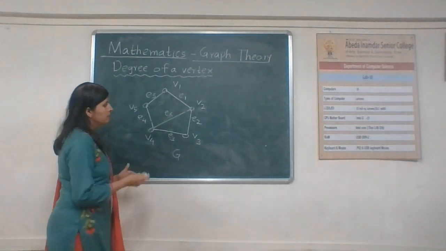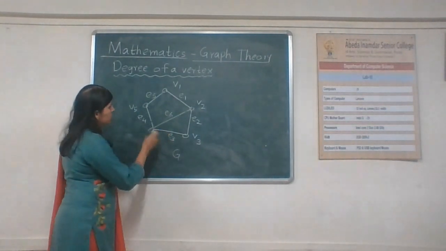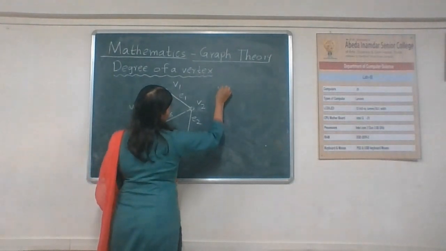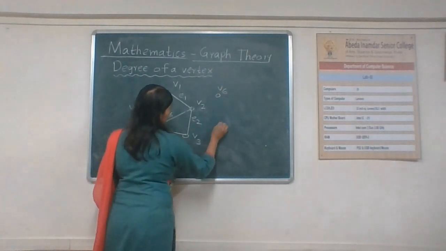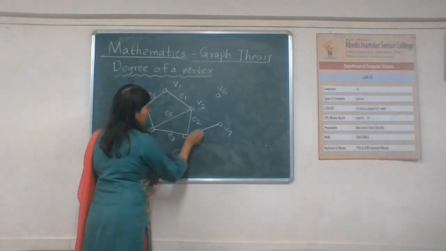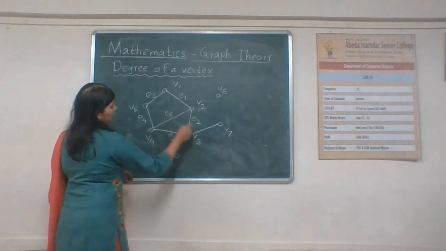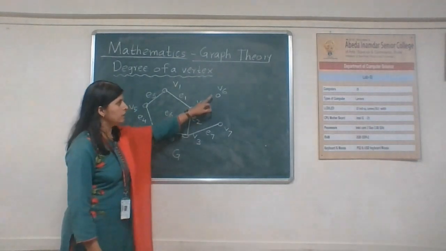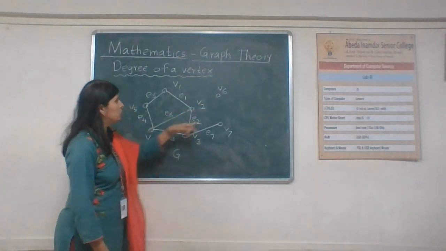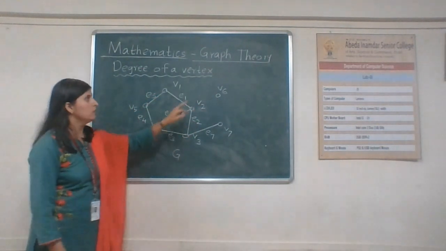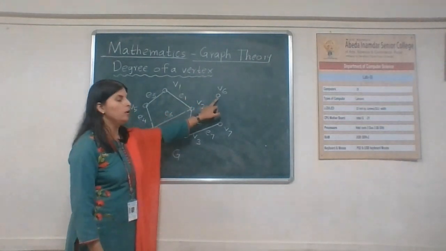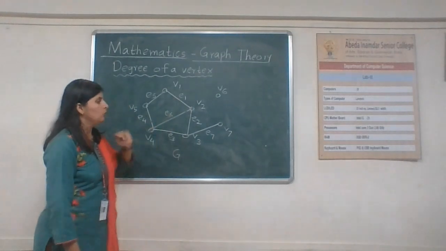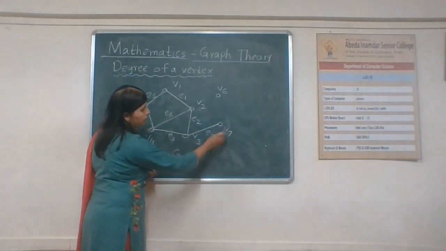Now I will modify this graph to show isolated and pendant vertex in this graph. Suppose this is vertex V6 and this is V7. Now this is edge E7. Now see V6, there is no edge joining V6 to any of the remaining vertices. So degree of V6 is 0. That means V6 in this case is an isolated vertex. Now see the vertex V7.